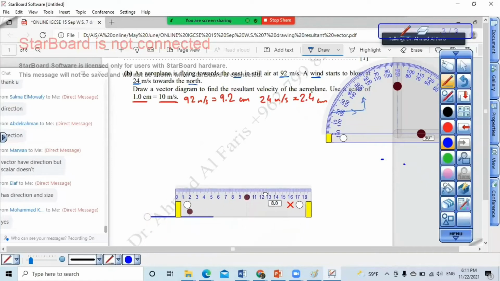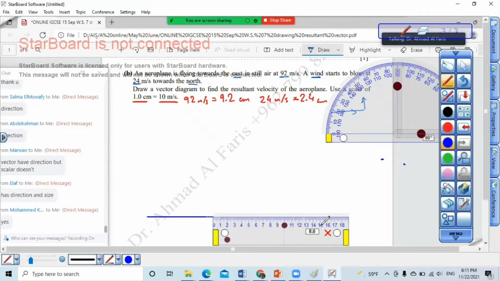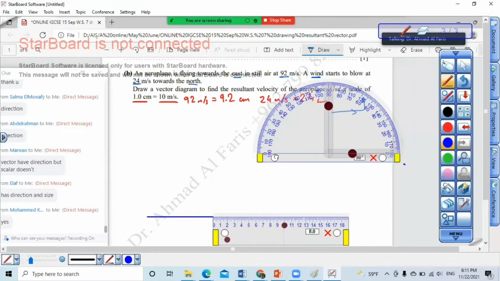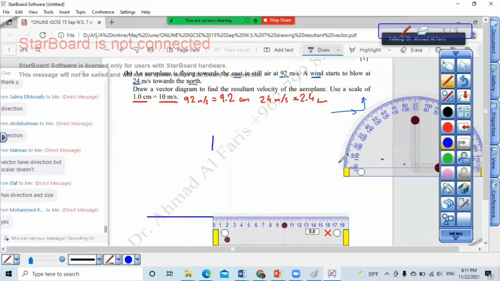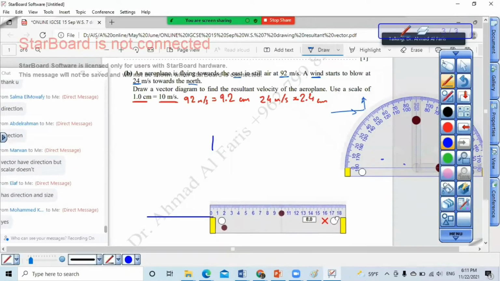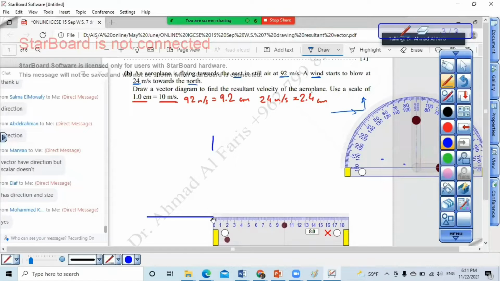Then what? I bring my ruler and put it on the edge. I bring my protractor. It's supposed to be 90 degrees like this. So I have to draw something that reaches this line here. Okay, 90 degrees, perpendicular by the ruler. So I put my ruler at the end where I started drawing.